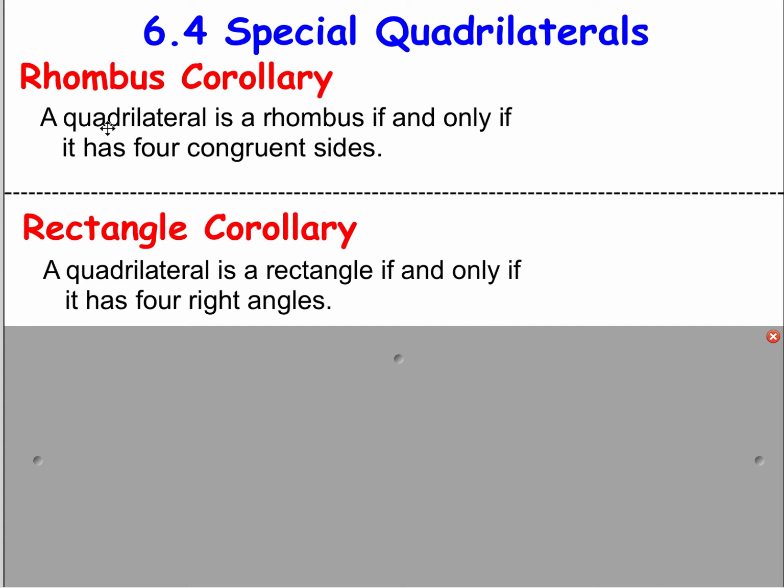So a quadrilateral is a rhombus if and only if it has 4 congruent sides. That's the only way a rhombus can exist. A quadrilateral is a rectangle if and only if it has 4 right angles. What do you think the corollary for the square will be? Take about 10 seconds and think about that to yourself.